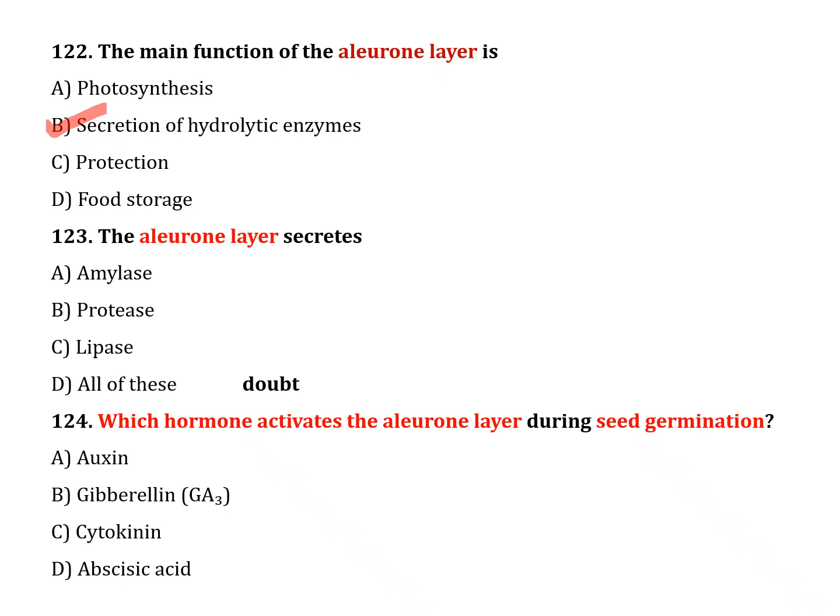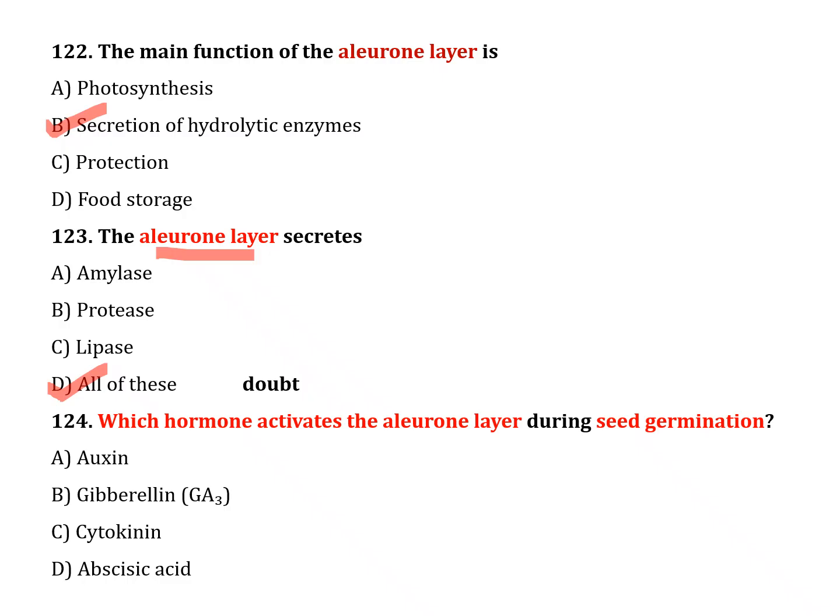The next question, number 123. The aleurone layer secretes option A amylase, option B protease, option C lipase, option D all of these. Correct answer is option D all of these. The aleurone layer secretes various hydrolytic enzymes during seed germination.